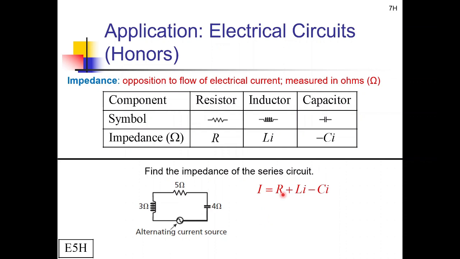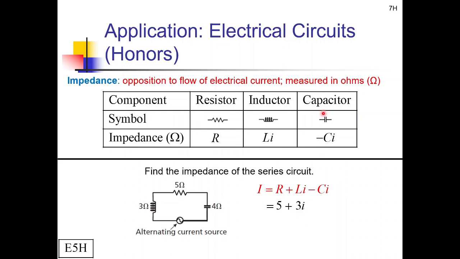So for the R value, we see here that the resistor, the spiky wave here, has a 5 ohms next to it. So the resistor impedance is just 5, real number 5. Next up, the inductor, the squiggly here, has 3 ohms next to it. So that's going to be the positive imaginary number 3i, and we're going to add that in there.